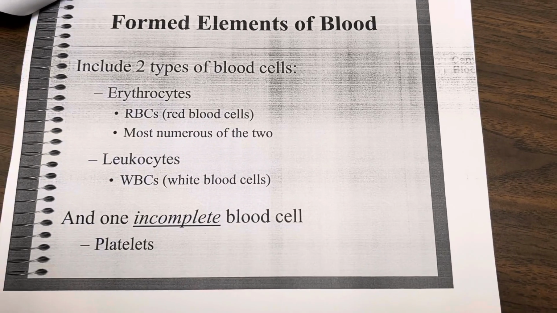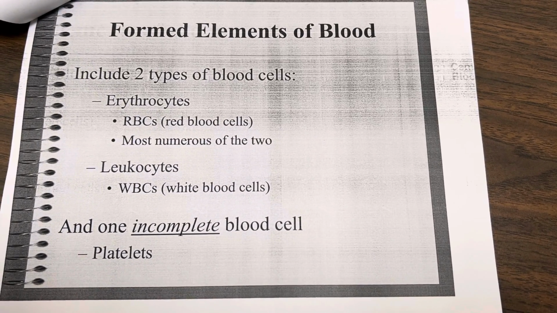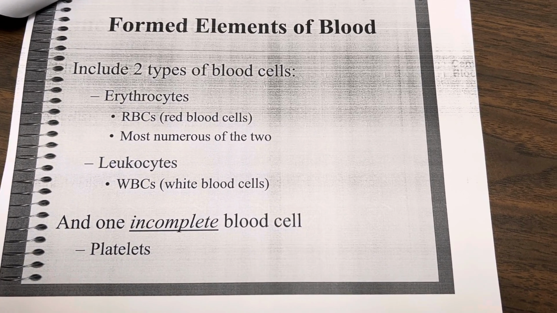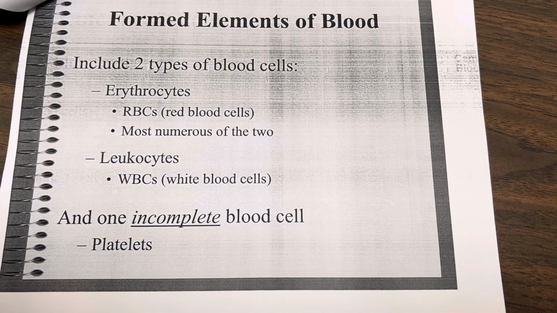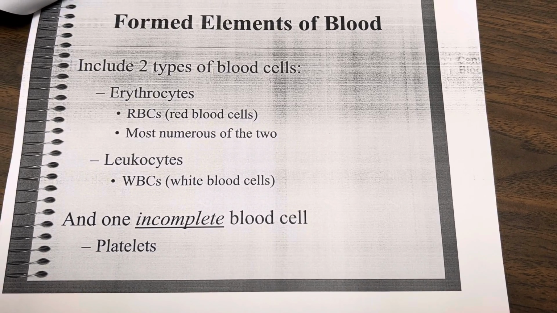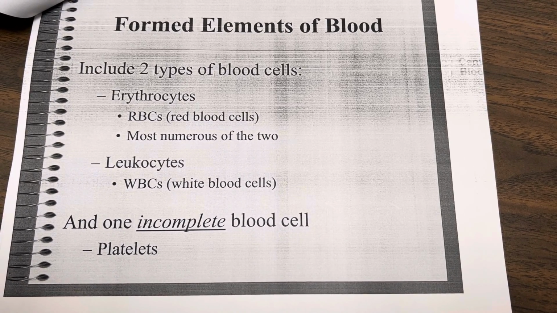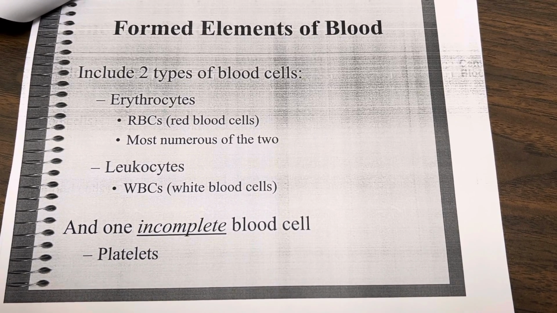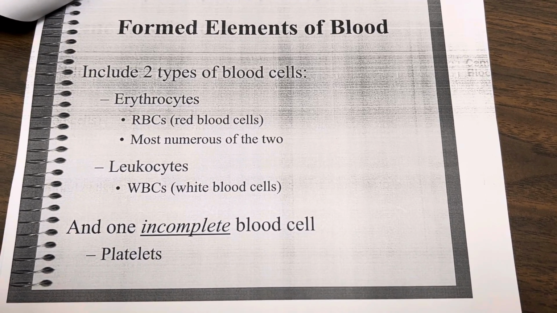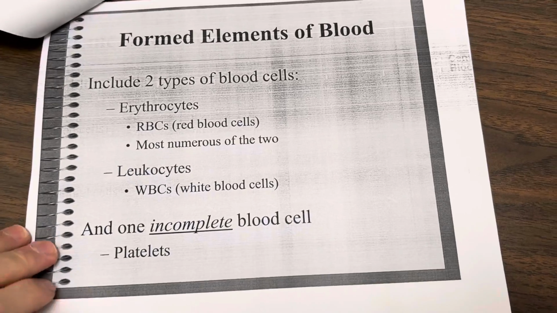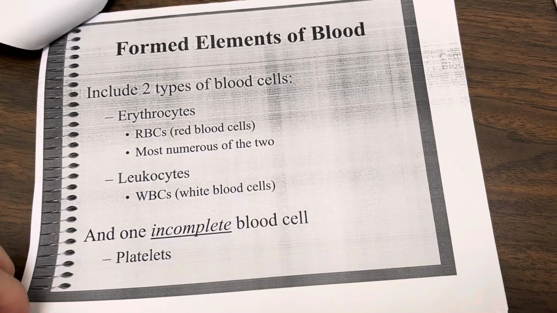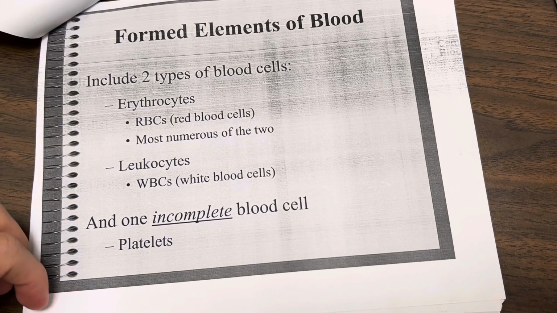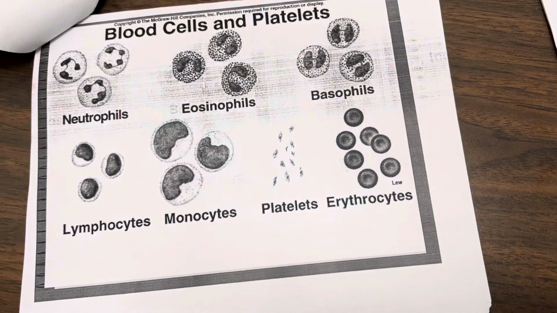Formed elements of blood include two types of blood cells, erythrocytes and leukocytes. Erythrocytes, red blood cells, are the most numerous of the two. Leukocytes are white blood cells, and one incomplete blood cell is the platelet. And that makes up the formed elements: platelets, erythrocytes, and leukocytes.